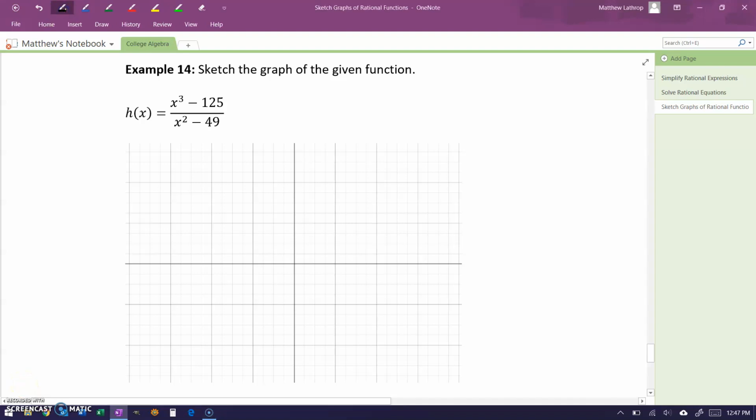Before we begin example 14, we've got another typo here. So that denominator should be x squared minus 36. What we've got is, again, a problem where we can begin by factoring both the numerator and denominator. In this case, we can apply difference of cubes to factor the numerator, and difference of squares to factor the denominator.